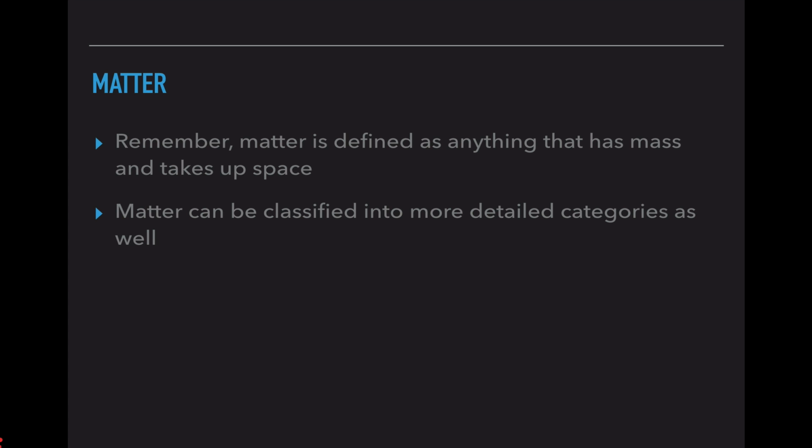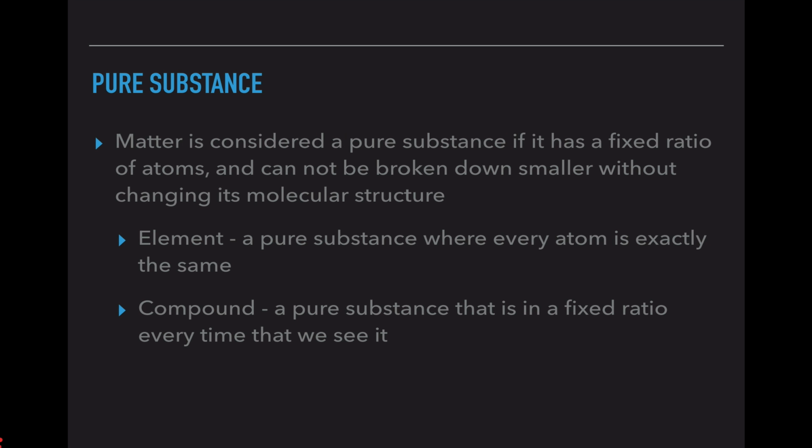Matter can be classified into more detailed categories as well. So even though it has mass and takes up space, we can break down the items that are considered matter into much smaller categories. The first category is a pure substance. Matter is considered a pure substance if it has a fixed ratio of atoms. It cannot be broken down smaller without changing its molecular structure.